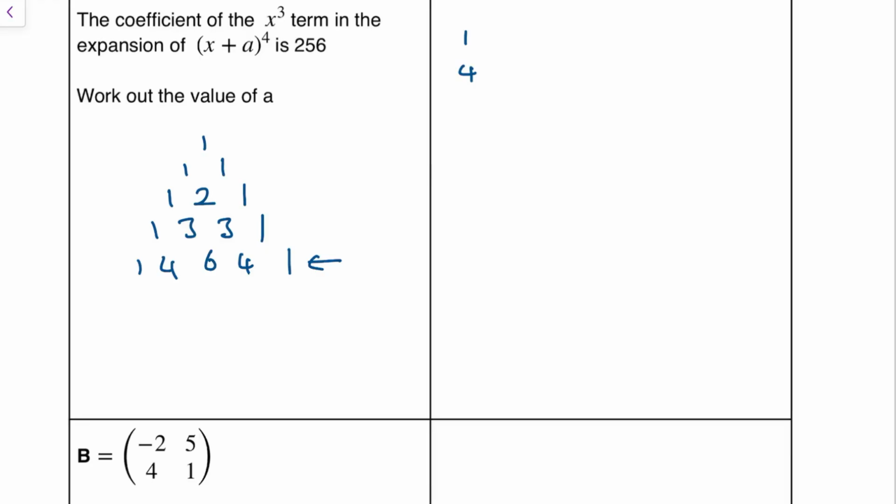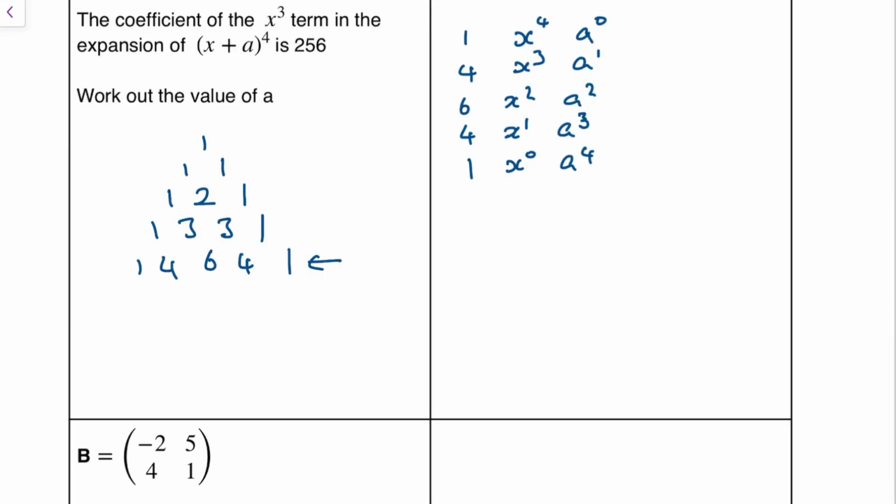So I'm going to write those down. So 1, 4, 6, 4, 1. Again, Pascal's triangle, just adding the 2 numbers above. Then I'm going to multiply that by a decreasing x to the 4. So x^4, x^3, x^2, x^1, x^0. I'm going to multiply that by an increasing a. So a^0, a^1, a^2, a^3, and a^4.